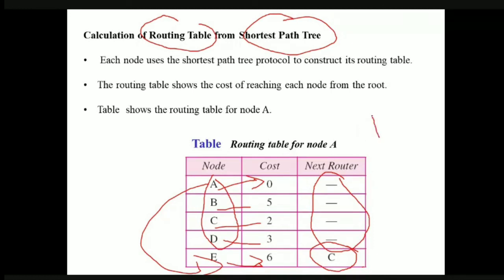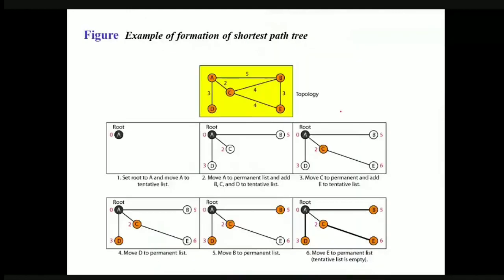Similarly, we will construct the routing table for node B, node C, node D, and node E, and all these values will be disseminated periodically. This is how we perform the link state routing algorithm, and mainly we are finding the shortest path between every node. This is a glimpse of all the steps we have done in our algorithm.